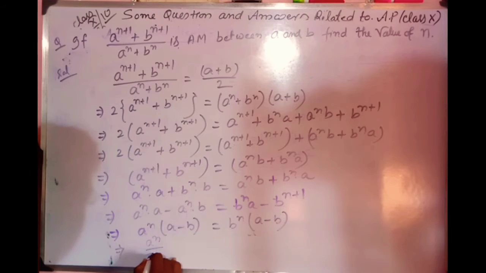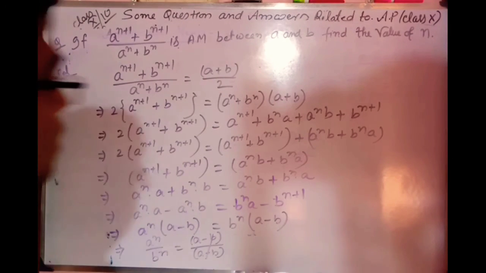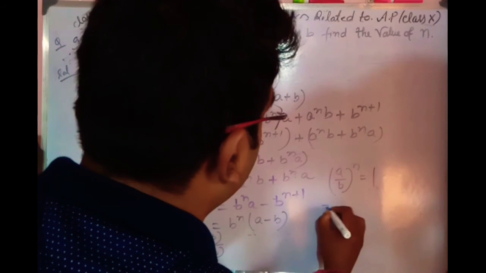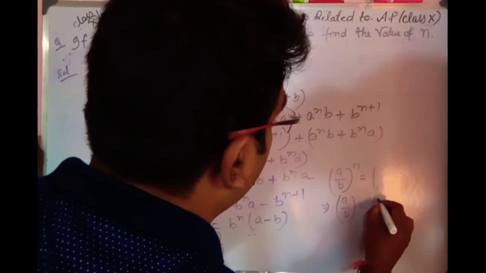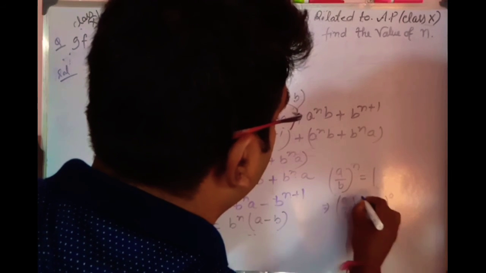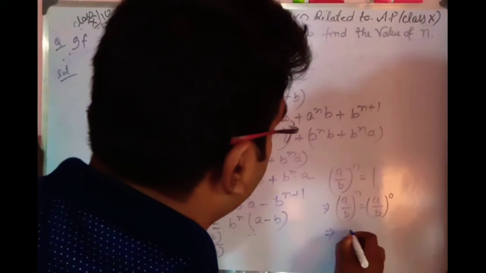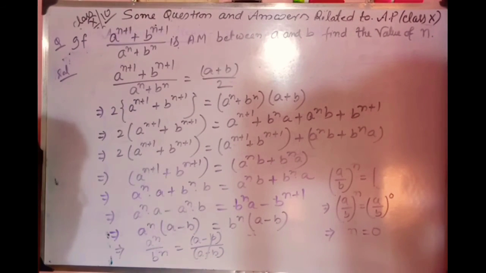So a^n by b^n equals (a minus b) by (a minus b). Cancelling, I am writing here (a by b) whole to the power n equals 1. First I am writing 1. Next, 1 equals (a by b) whole to the power 0, by the law of indices. So from here we are getting n is equal to 0. Okay, next move to another question.